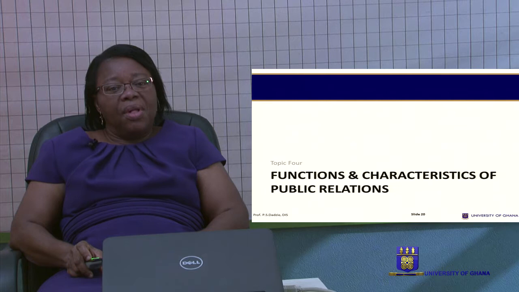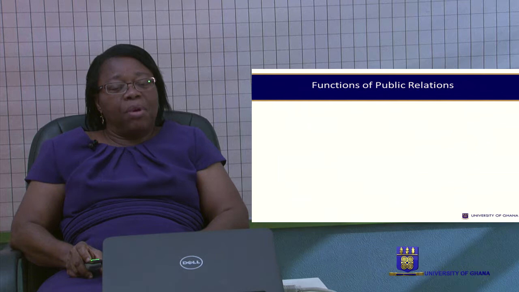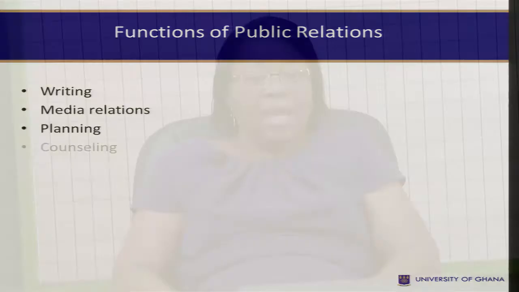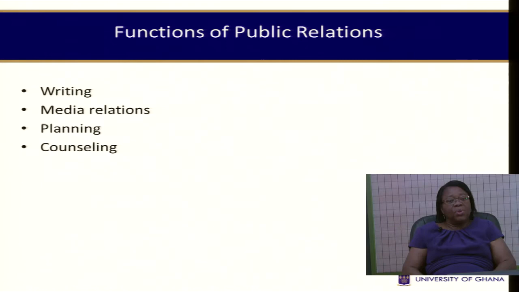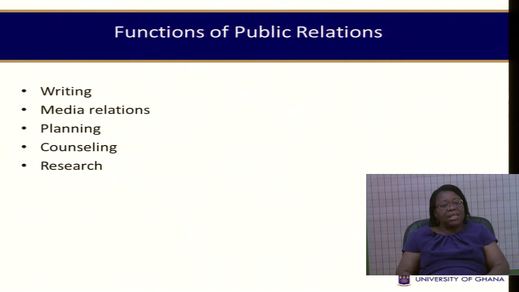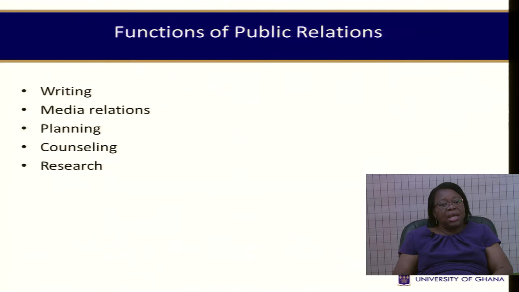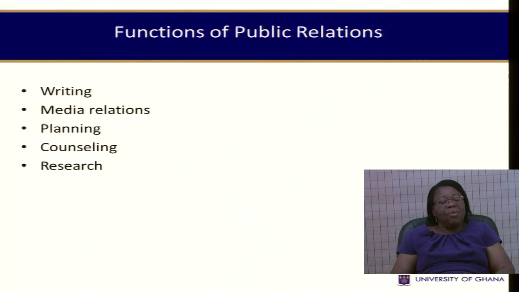Now, next we're going to look at the functions and characteristics of public relations. And so after looking at the functions of public relations, you need to find out whether these functions are also applicable in the information environment. Let's look at some functions. Writing. A public relations officer has to write. In our environment, we also need to write. We need to carry out media relations. That means relate to the press, to the journalists, and all those things, because we need to relate to them to be able to bring out exactly what we are doing in the information environment.